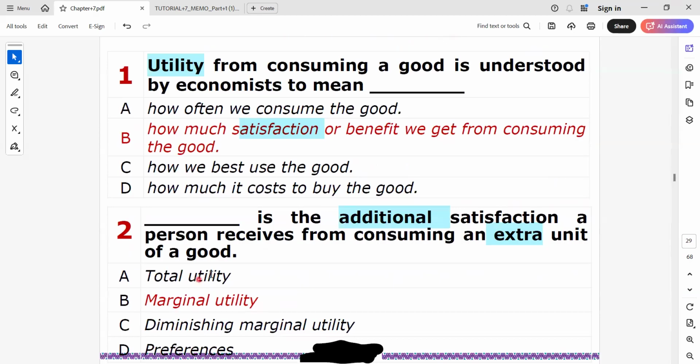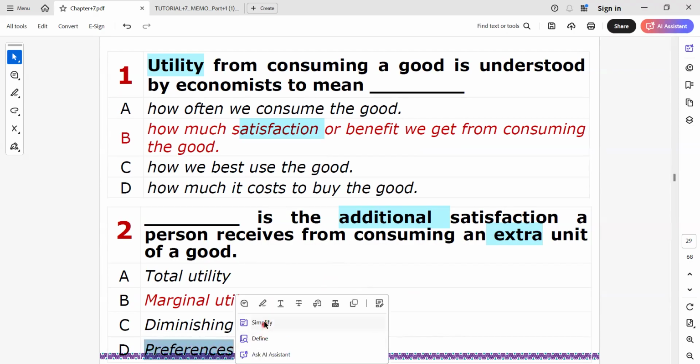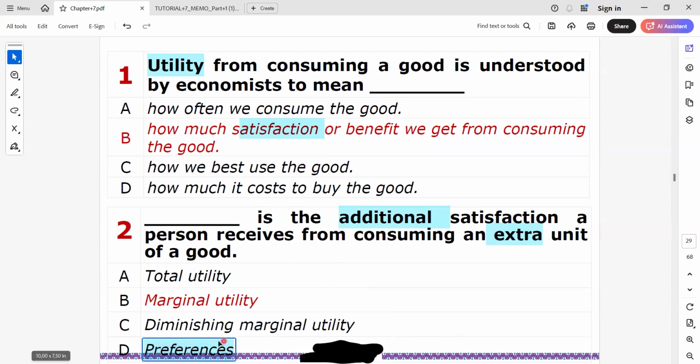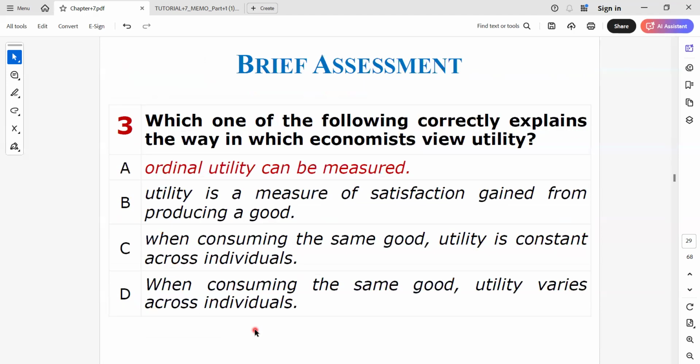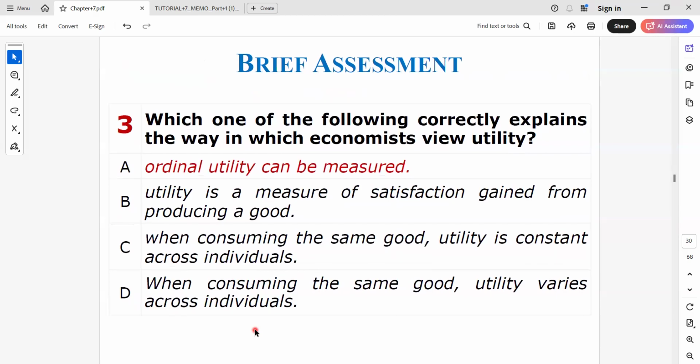It wouldn't be total utility, because total utility is the total satisfaction. It wouldn't be diminishing marginal utility, because that one basically states that as you consume more of a good over a period, your marginal utility starts to decrease. Preferences, this word, I saw it when we were defining ordinal utility and cardinal utility. So this one is the keyword for ordinal, to say we rank them in order of preference.